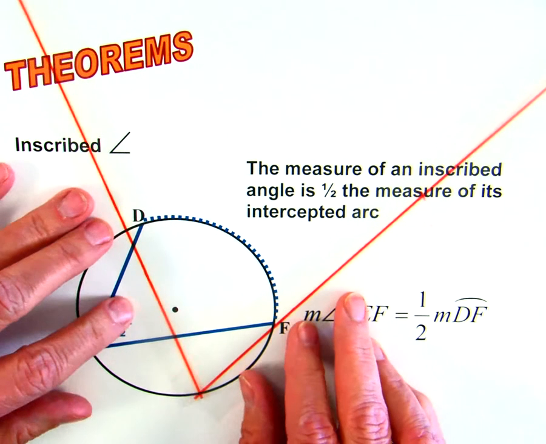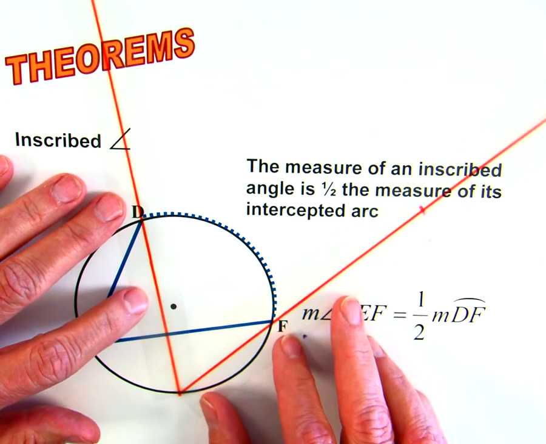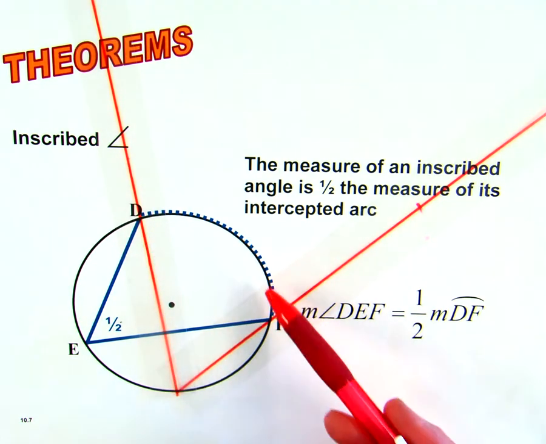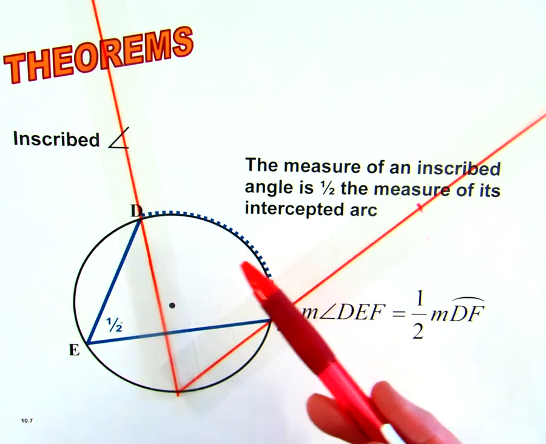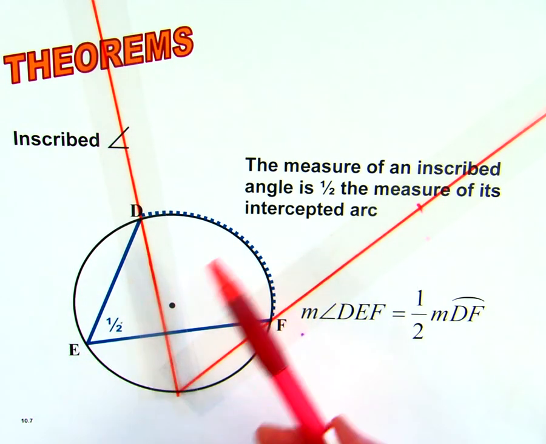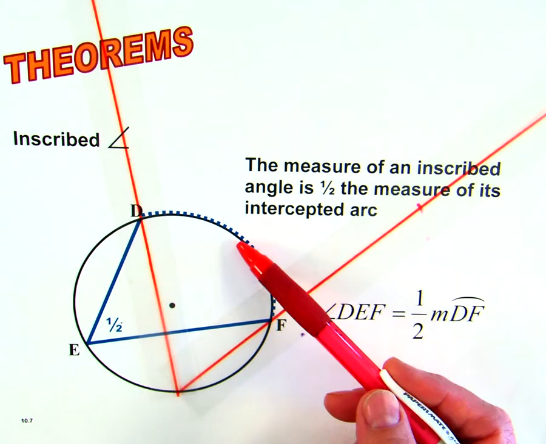So then this is going to be the angle, an angle that also opens to the arc DF. So what can I say about the blue angle and the orange angle? Well, they both open to the same arc. They intercept the same arc. The blue angle is half of the measure of the arc. The orange angle is half of the measure of the arc.